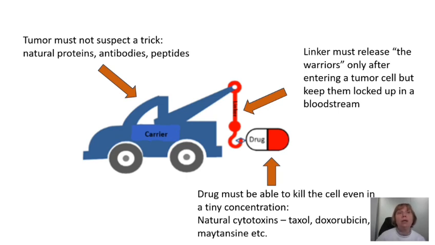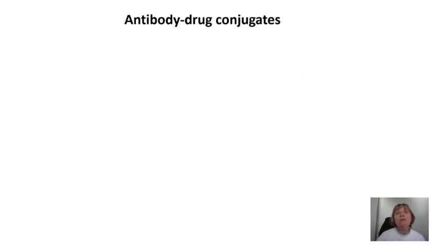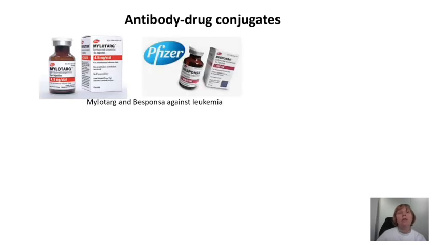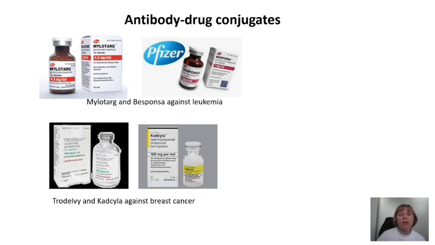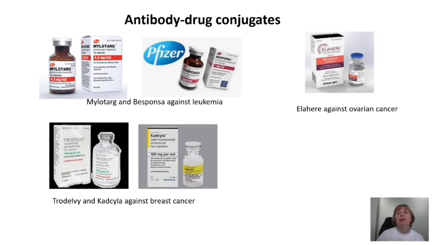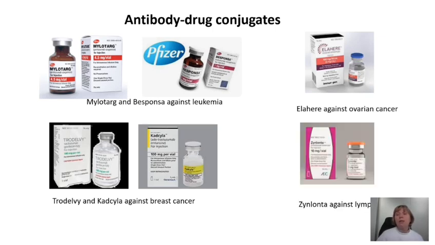And this approach appeared to be very successful in medicinal chemistry. So now there are several drugs where antibodies are used as a horse. These antibody drug conjugates, Mylotarg and Besponsa, are used against leukemia. Trodelvy and Kadcyla can be used against breast cancer, Elahere against ovarian cancer, and Zynlonta against lymphoma.